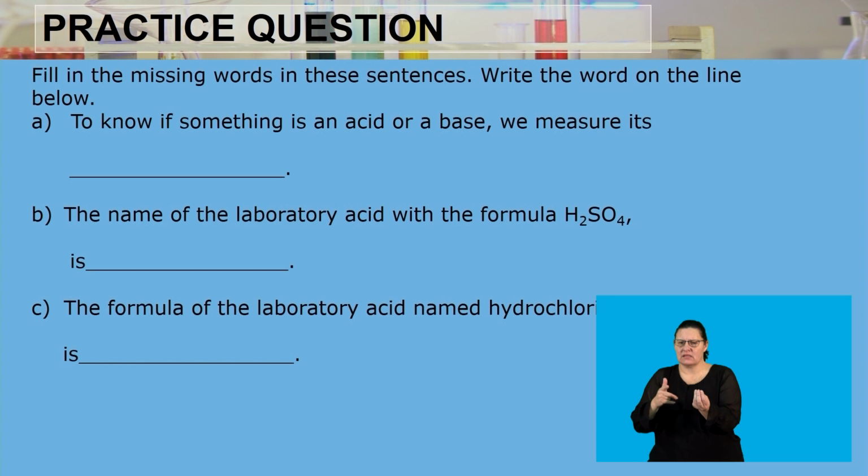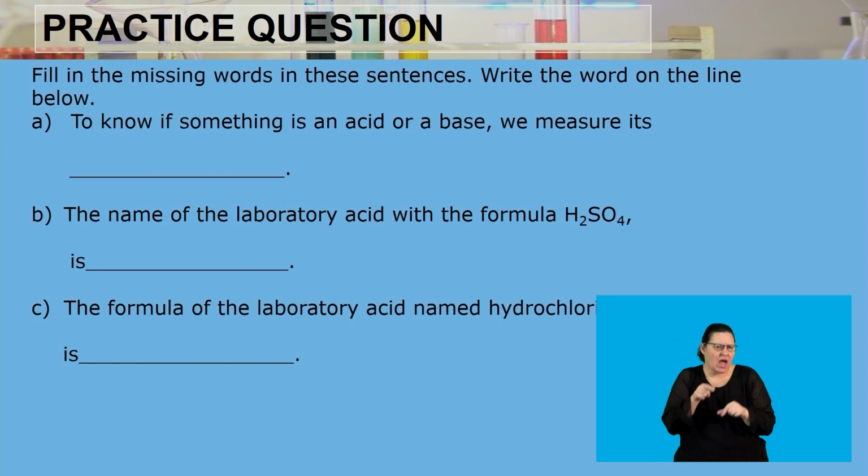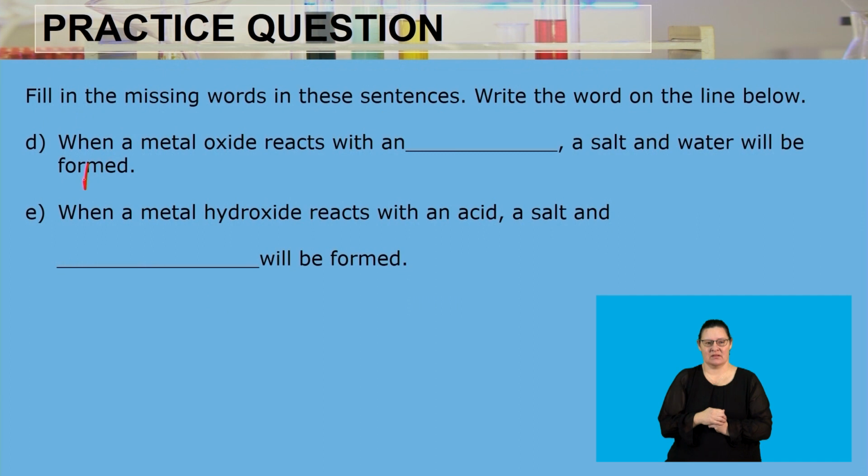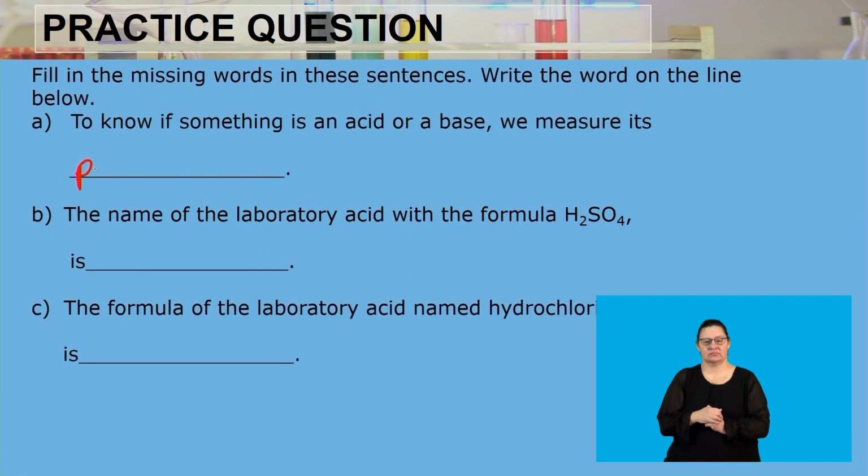So now what do we do if we want to check whether a substance is an acid or a base? We are going to measure that substance's pH. So we measure the pH. Remember, it's small letter p and capital letter H. P for potential and then H for hydrogen. Remember that all acids have a hydrogen within them.